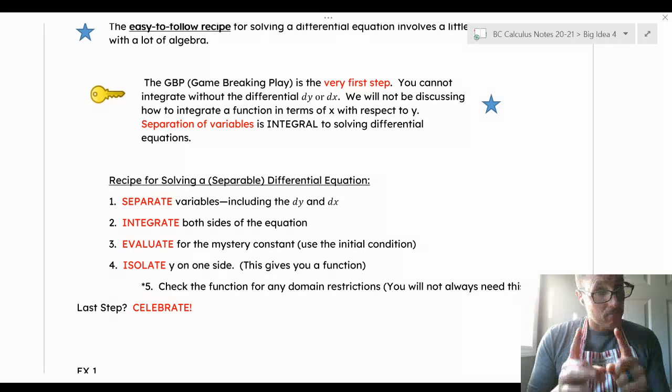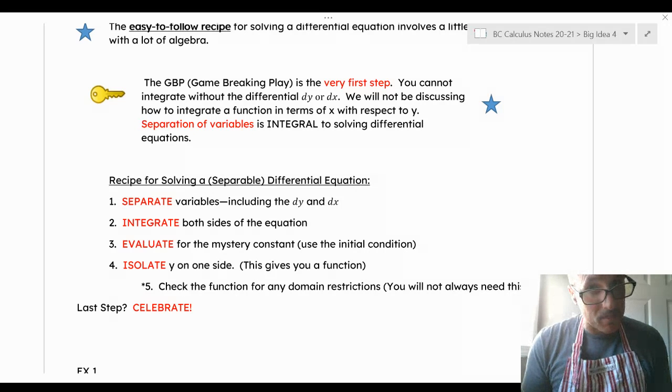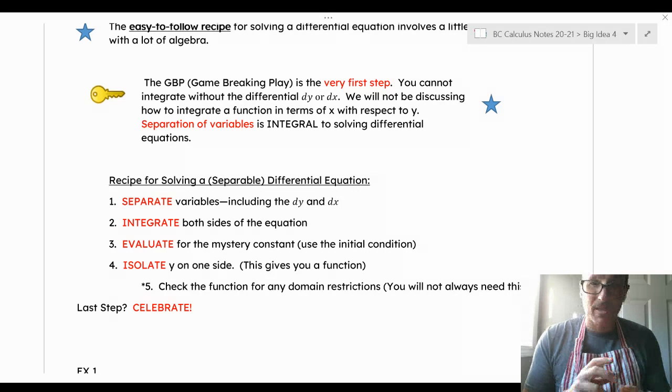So you're going to want to make sure that that mystery function doesn't have any domain issues or some other little things that you might need to think about.